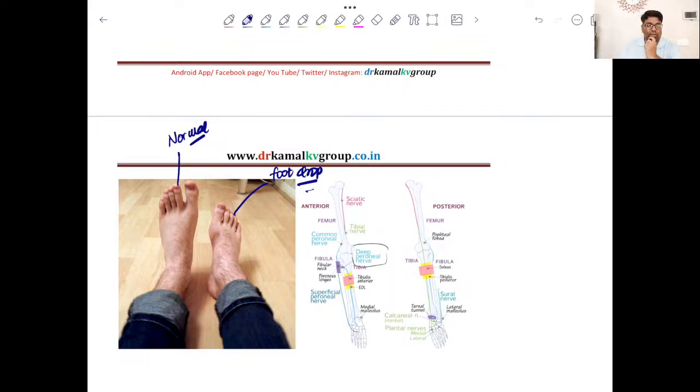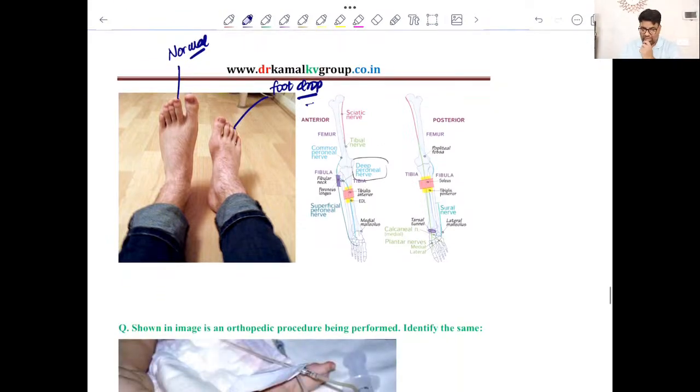So therefore whenever you see a case of fracture neck of fibula, always check for dorsiflexion whether it is present or not. If it is absent, you can straight away tell the patient, see, your common peroneal nerve is gone. Otherwise, if you don't document it at that time, later on they will blame you for that nerve palsy, right? So it's very important from clinical point of view as well.